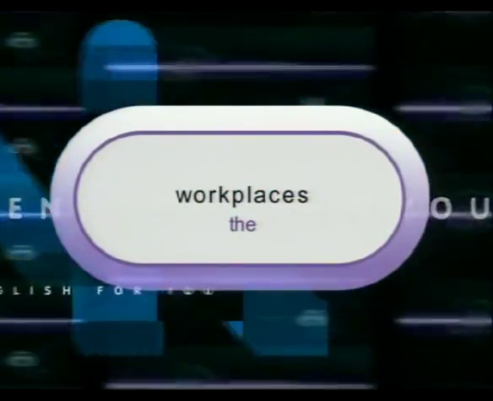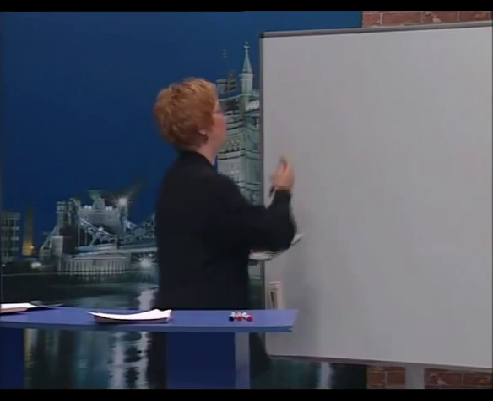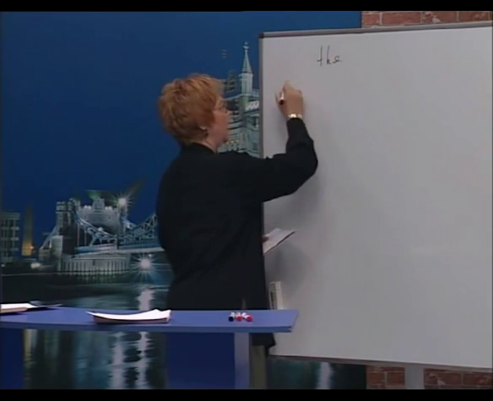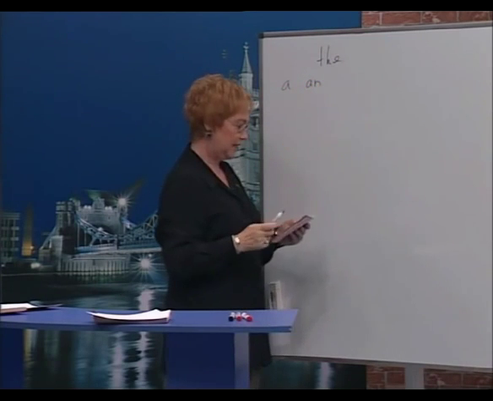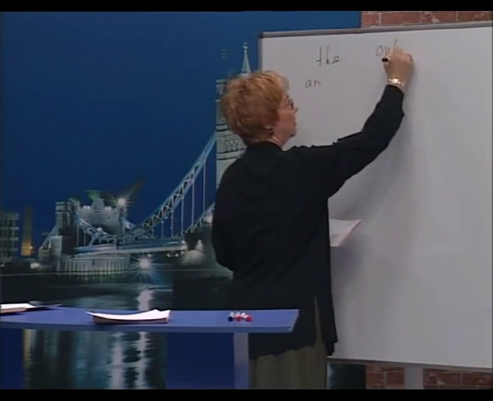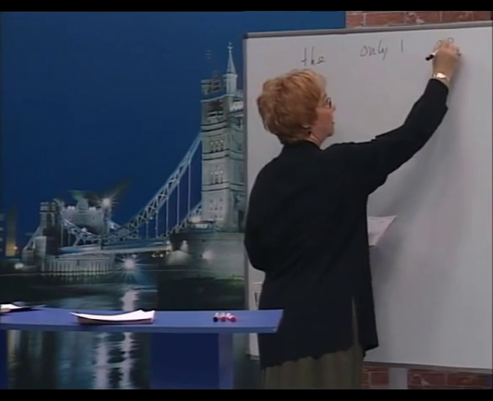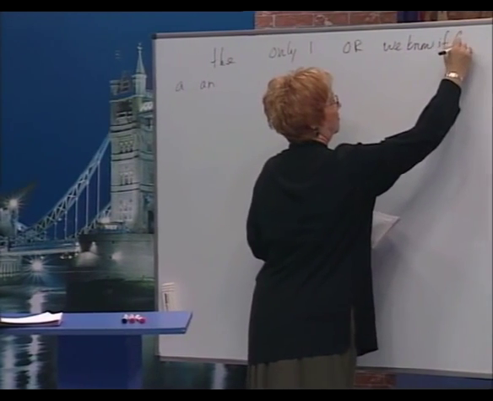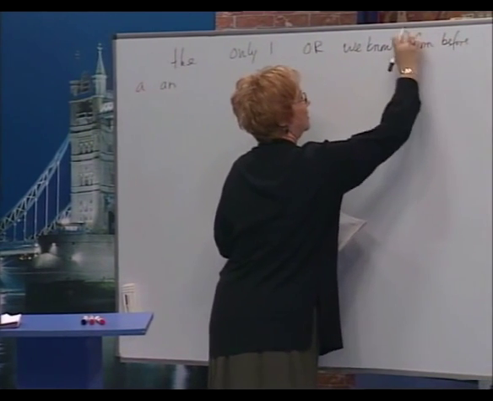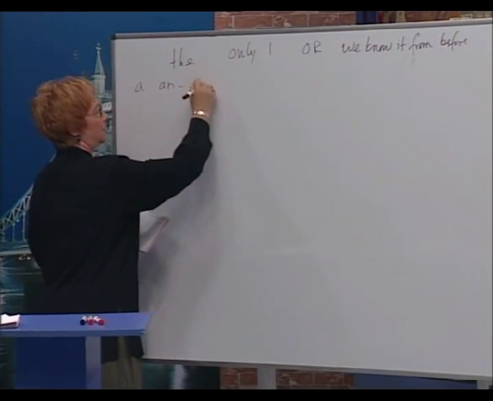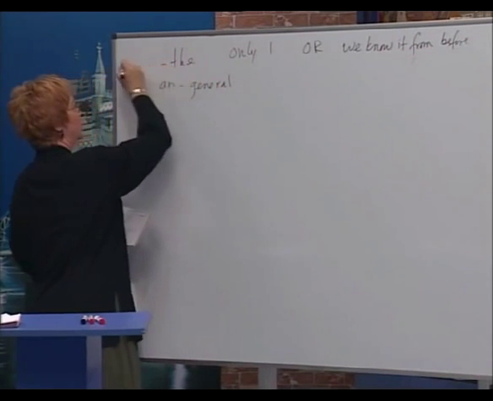Workplaces. The. Okay, now we're going to talk about the. Before we saw a and an. Today, we're going to talk about the. The is used when there's only one, or we know it from before. So the is very specific. A and an are general, and the is specific.